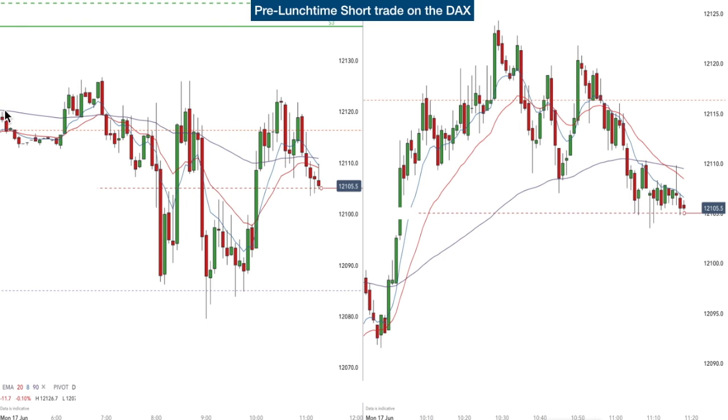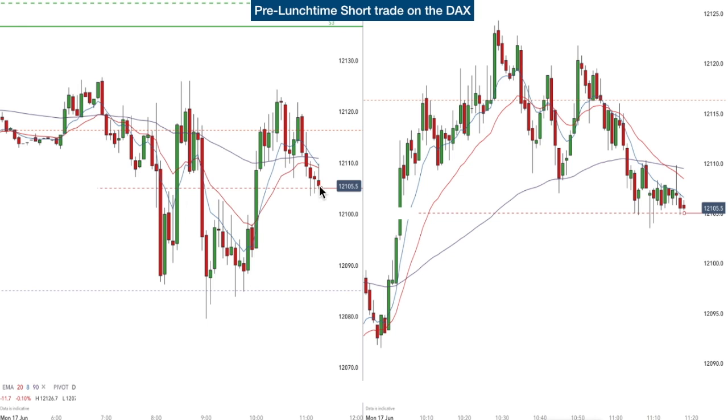You can see I've got some exponential moving averages on the chart. This is the 90 exponential moving average, the darker blue line. The red wavy line here is the 20 exponential moving average, and the lighter blue line is a shorter term exponential moving average, which is the 8 exponential moving average in this case. And you can see that the longer term exponential moving average is moving down, and price action is largely taking place below this longer term exponential moving average.